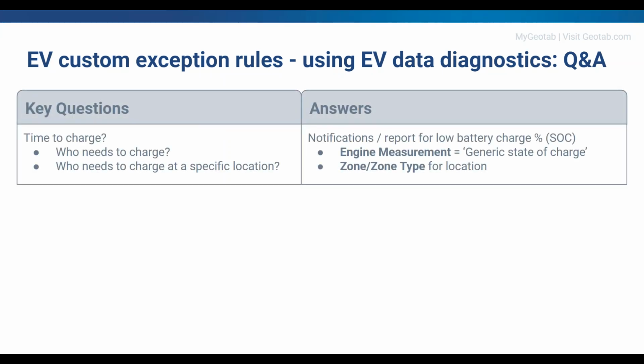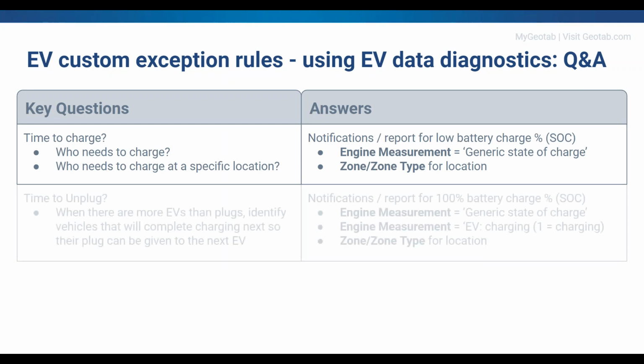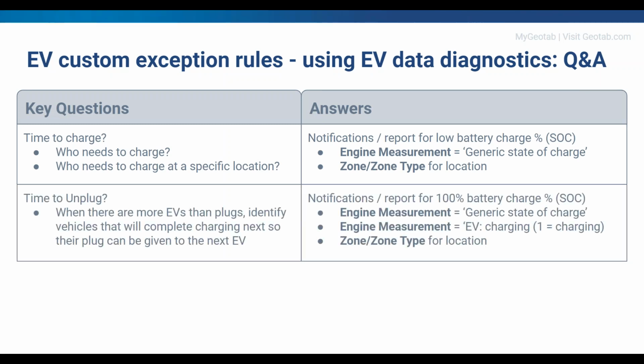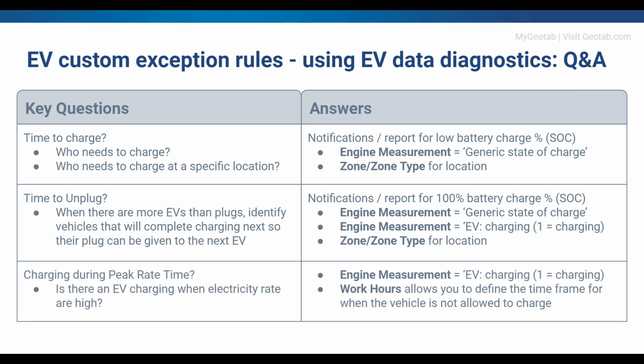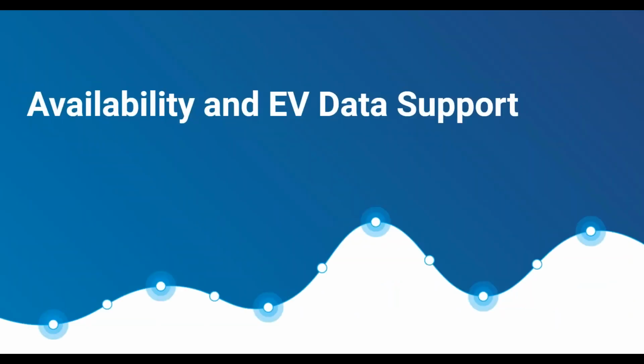Some key questions you can answer with these are who needs to charge, so you can get notifications when that generic state of charge, the battery charge percentage, is running low, or when an EV is getting full, for example. Another use case I've heard a lot of is that some of you have high price differences during your day for electricity, so you want to make sure that EVs are not charging during those peak times. So you can also have exception rules around that as well. Those are just a few to get you started.